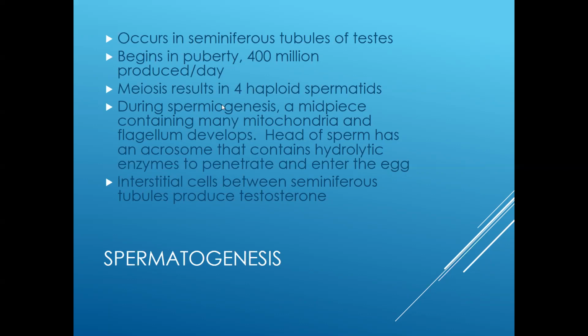Then we need to go through what's called spermiogenesis. So spermatogenesis is making the 4 haploid spermatids, and then spermiogenesis is the actual production of the sperm. So spermatid, and then spermiogenesis makes sperm. We're going to add a mid piece with mitochondria, then grow a tail, a flagellum, and then the head of the sperm has an acrosome. I'll show you a picture in a minute. That contains hydrolytic enzymes to penetrate and enter the egg. We'll talk more about that in a minute. And then the interstitial cells between the seminiferous tubules will produce testosterone.